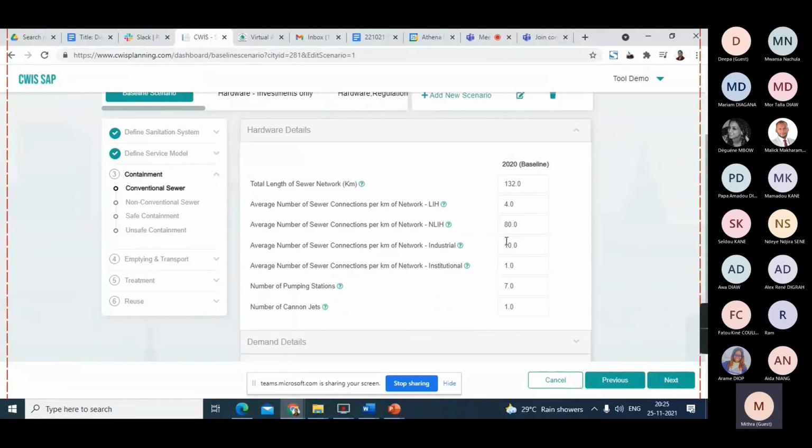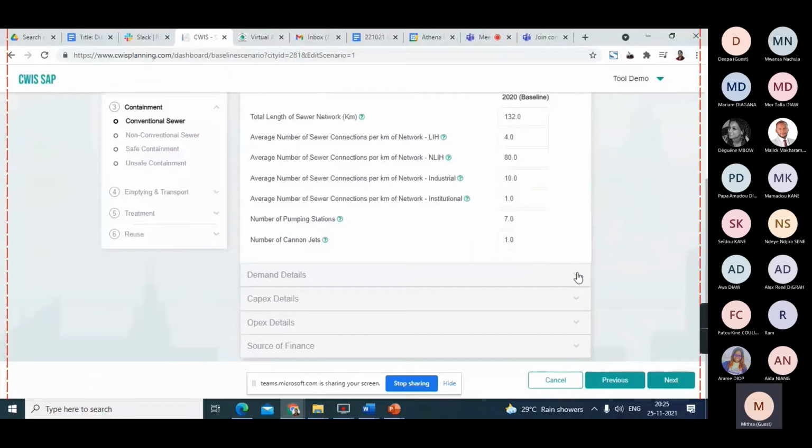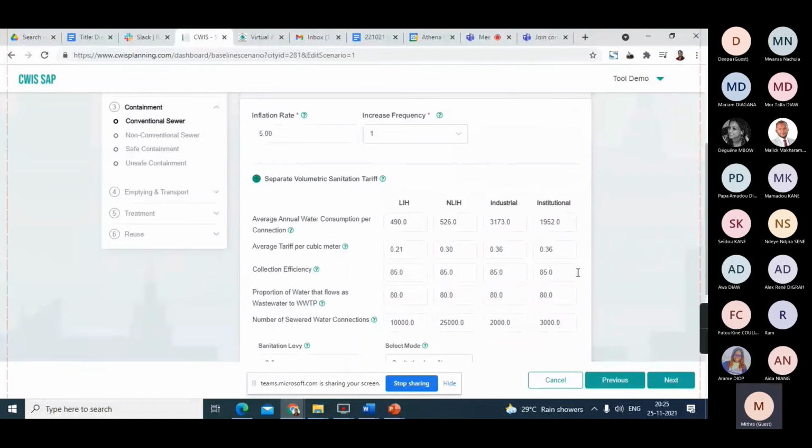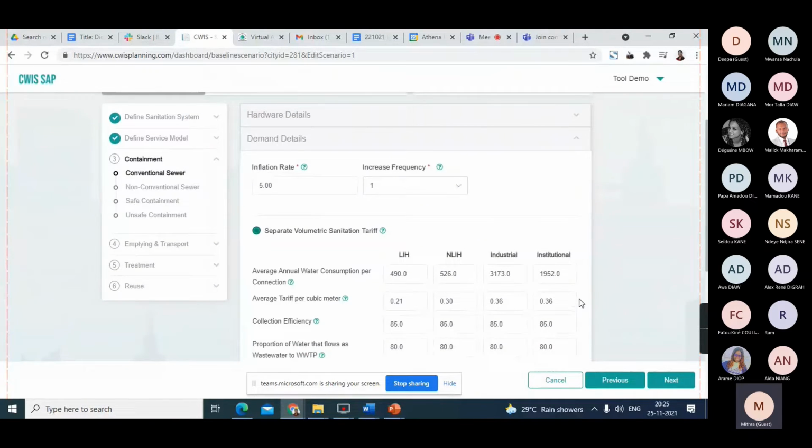Here for the baseline, you would be filling up yearly data, that is that year's data. But when you are adding the scenario and projecting, that is when you are replicating, these could be filled for the 10-year period, and the user can choose to modify in specific years as they deem fit. So the demand section is the price or the tariff that is charged.